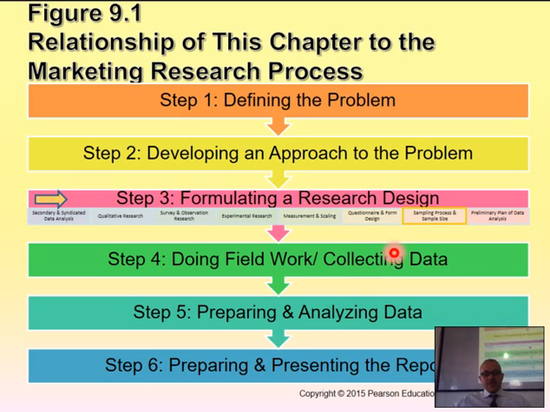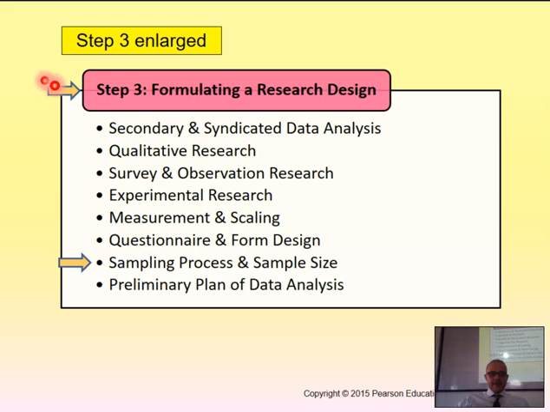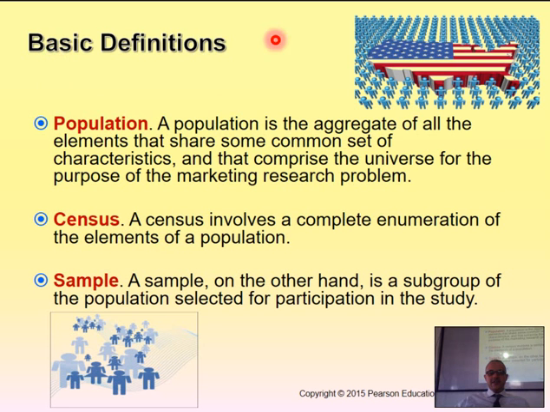And in this sampling chapter, you remember this has been the research process, steps 1, 2, 3. Here we are at the stage of step 3 before we move to 4, 5, 6. And this is step 3: you formulate a research design. We have looked at these. Now we are here in sampling process and sample size. And these are basic definitions.